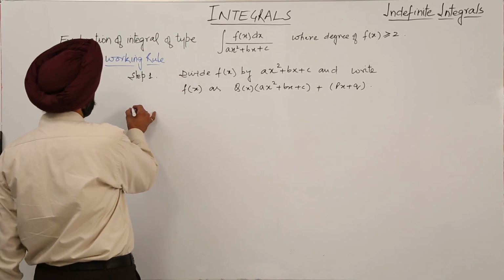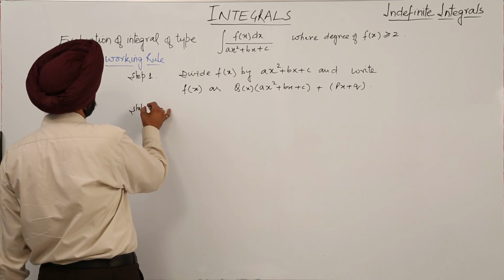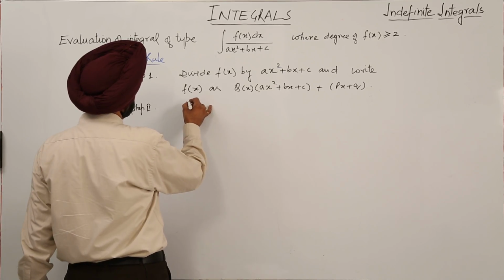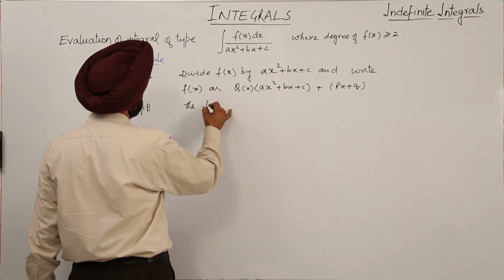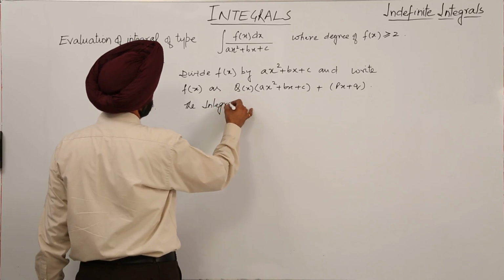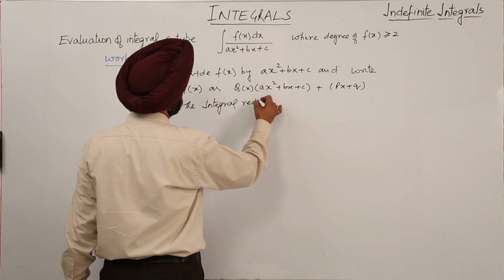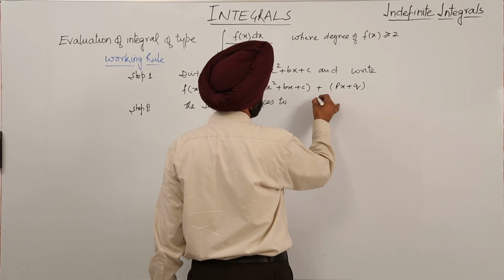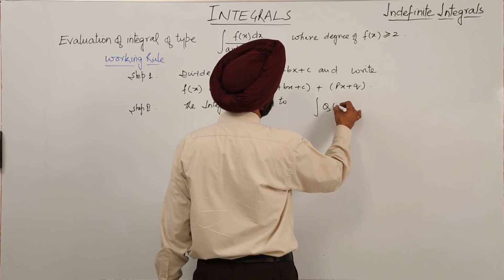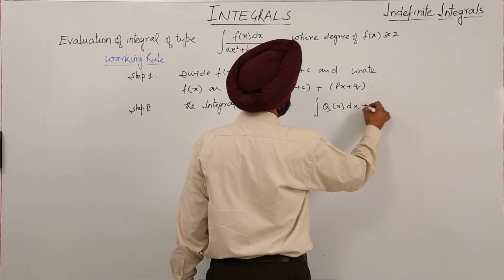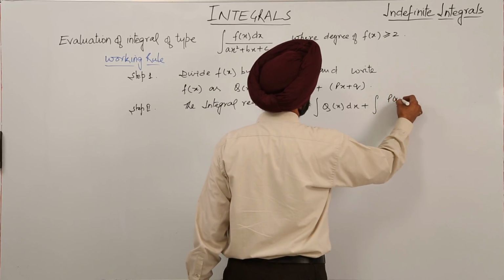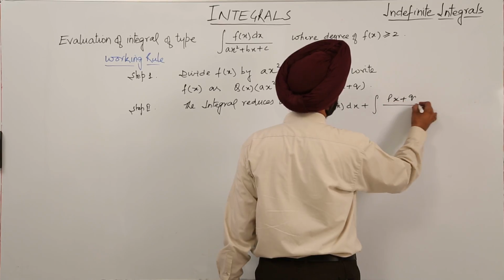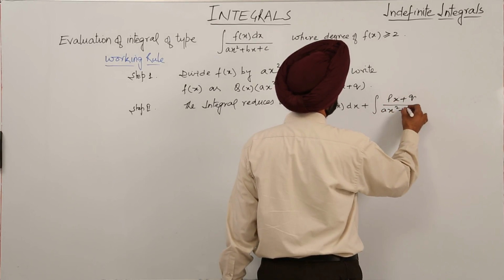Now step 2, the integral reduces to integration of q(x) dx plus integration of px plus q upon ax square plus bx plus c.